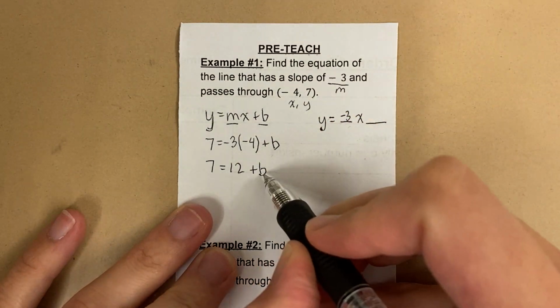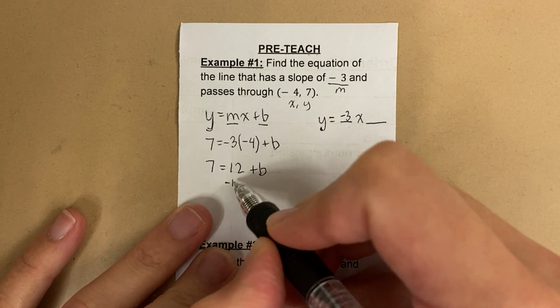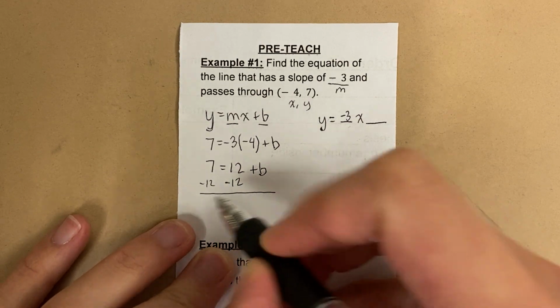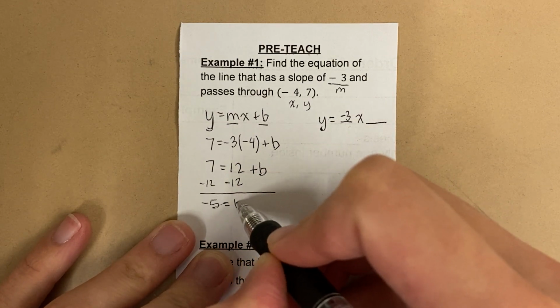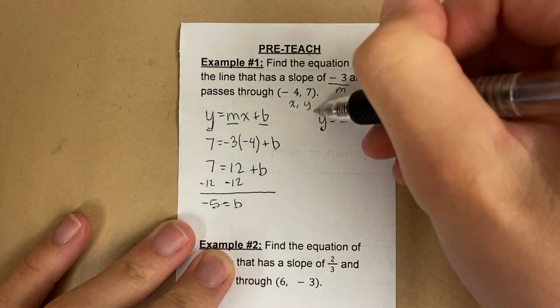Okay, now I want b by itself. I'm trying to figure out what b is, so I'm solving for b. Right now 12 is being added to b, so I'm going to subtract 12. So b is equal to -5. There it is. There's my equation. That's my answer.